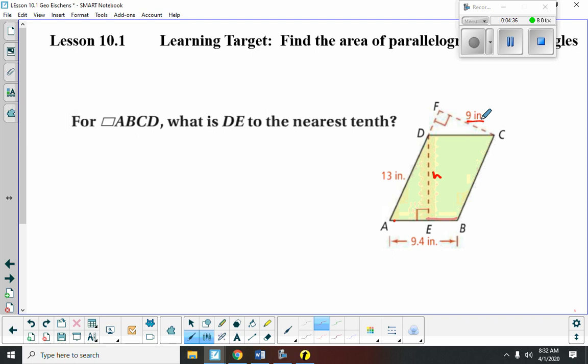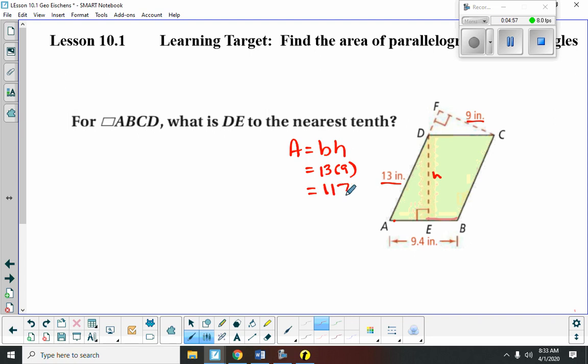You have a number here and a number here. So you have this base and this height. So you could figure out the area. So the area equals base times height. So the area would equal 13 times 9. Let me grab my calculator. 13 times 9 is 117.